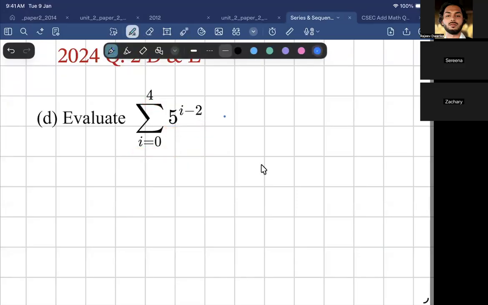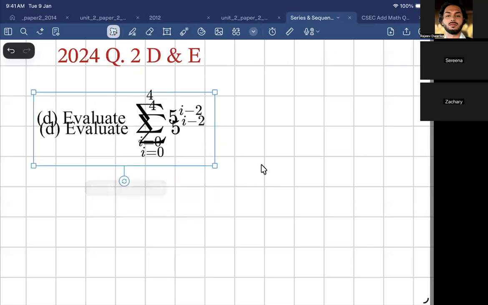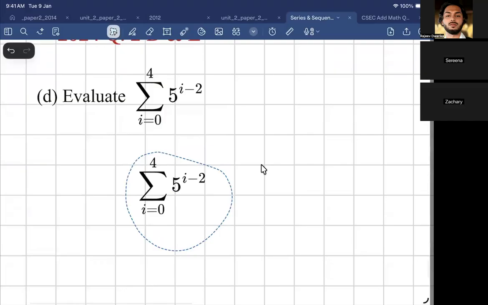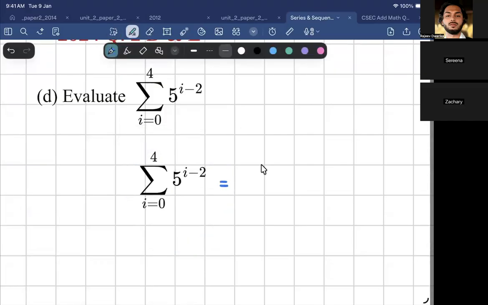All right, Zachary, let me just copy this quickly. Could you tell me what the first term would be? 0. No. So remember, you're using this to generate your terms. So what am I going to plug into this to generate my first term? So 5 to the power 0 minus 2, right? As the first term, then you're going to add that to 1.